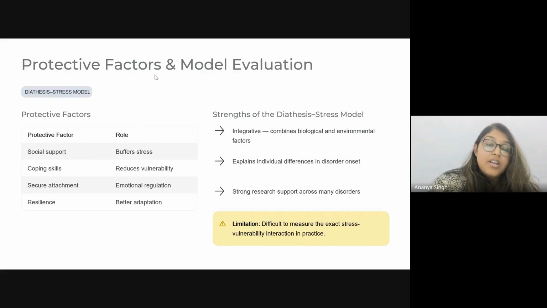What are the strengths of this model? It is integrative; it combines both biology and environment. It explains individual differences, and there is strong research support across disorders. Come to think of it, it's quite an integrative approach, integrating both nature and nurture. But how do you exactly measure which one mattered more, or what interacted in what way and caused the psychopathology? That becomes a limitation of this model.